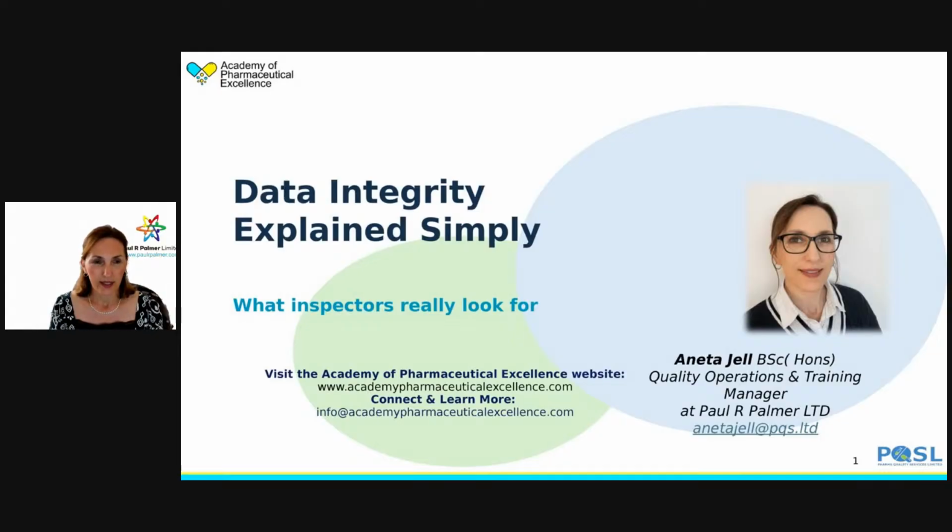Data integrity is sometimes treated as mainly a laboratory or electronic system topic, but as we know, in reality, it applies everywhere you have data that supports a GMP decision. That could be material release, production, cleaning, environmental monitoring, deviations, and then you've got validation, stability, complaints, and batch disposition.